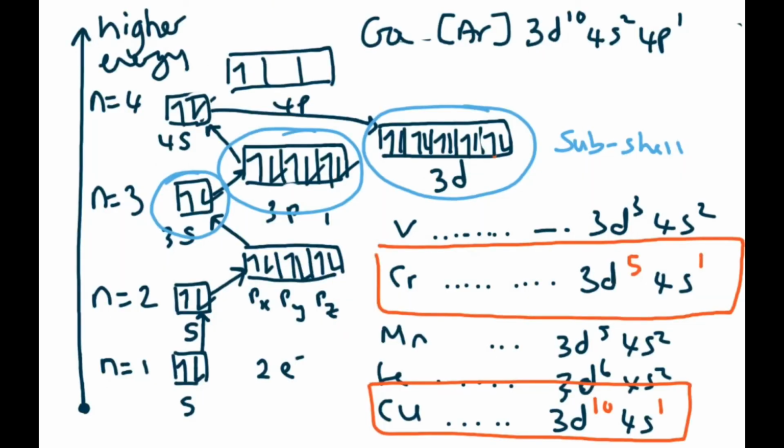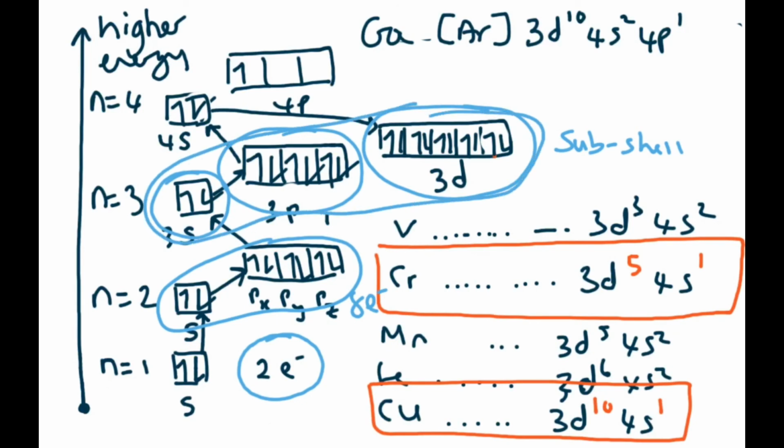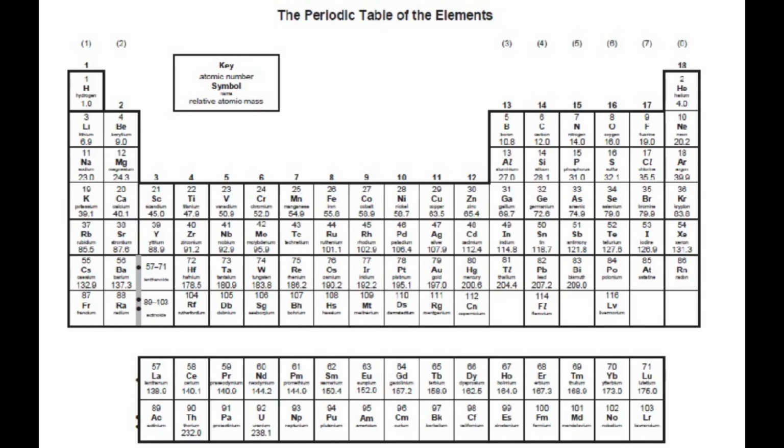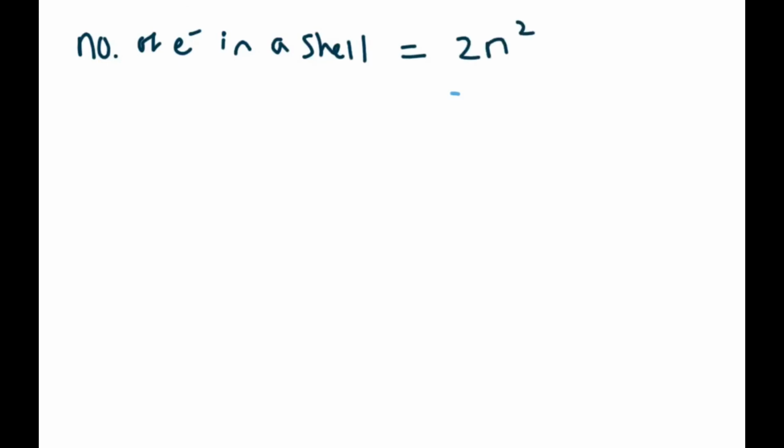Another thing you need to know about the shells, and it is looking a little bit messy, I'm sorry, but let's do a different colour here. In the first shell, there's a maximum of 2 electrons. In the second shell, a maximum of 8 electrons. In the third shell, a maximum of 18 electrons. How many electrons are there in the fourth shell? There's a formula you can use to help you. For the number of electrons in a shell, the formula you need is 2n squared.